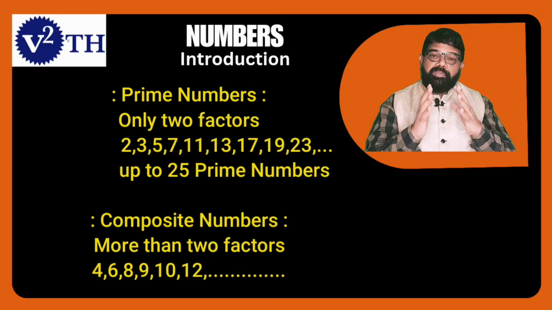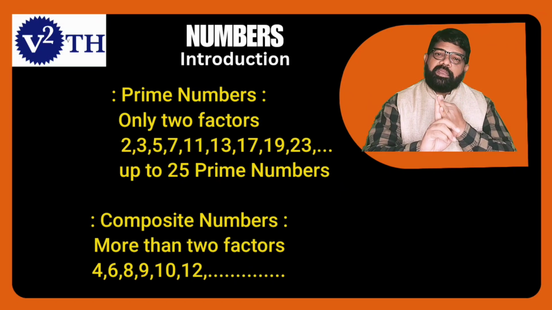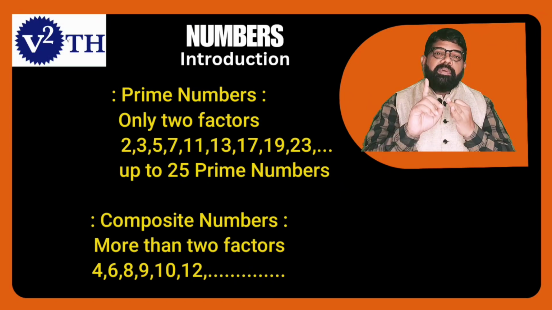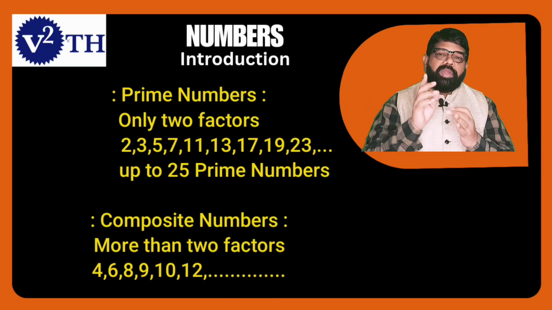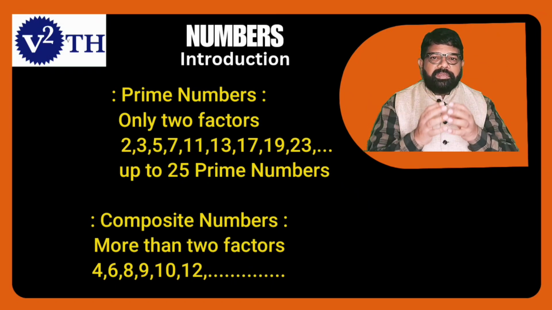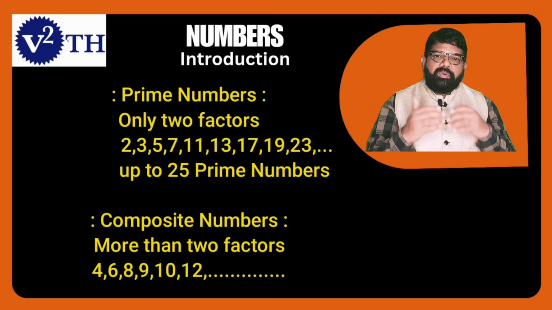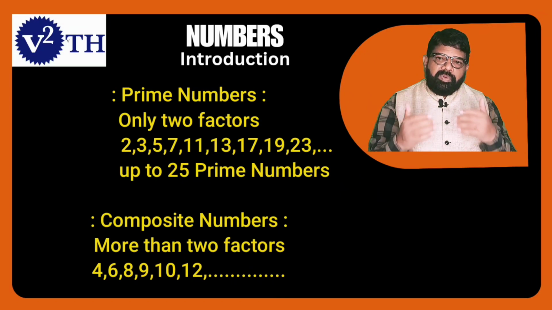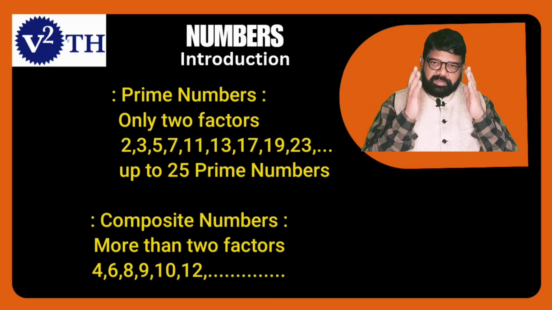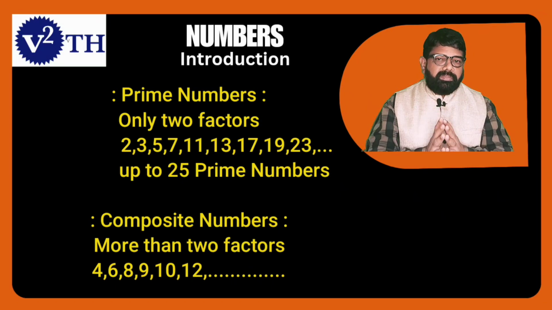Now the next one is composite numbers. If a number has only two factors, it is called a prime number. If a number has more than two factors, those numbers are called composite numbers. More than two factors means it may be 3, 4, 5, or 7, but a countable, limited number of factors are there. Those are called composite numbers.